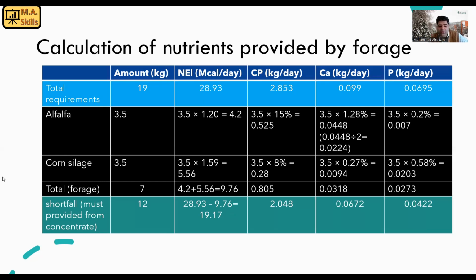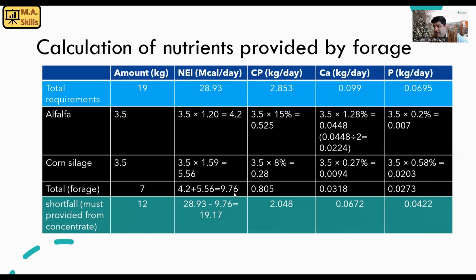And now we are going to calculate the shortfalls, which we need to provide by feeding the concentrate. How much concentrate? 12 kilos concentrate in this scenario. So total requirement minus the amount of nutrients that are provided by the forage gives us the shortfall of that nutrient. For example, for energy, the total energy requirement was 28.93. And our forage section is going to provide 9.76 megacalorie energy.